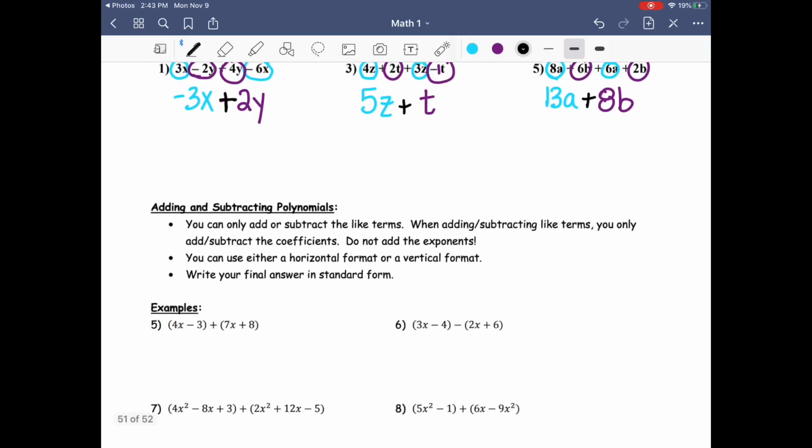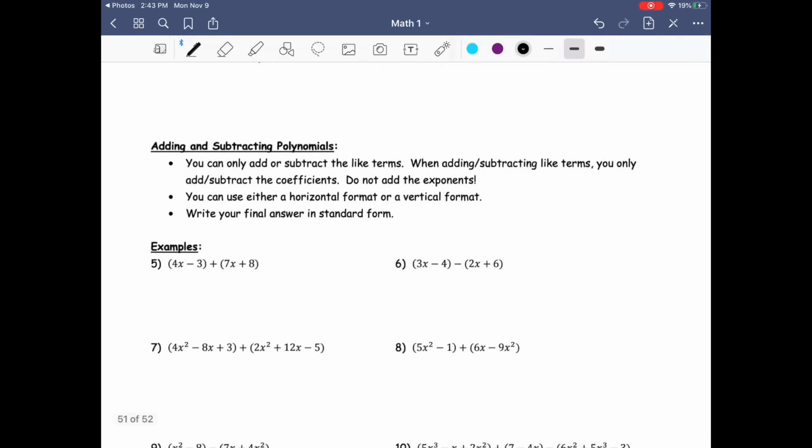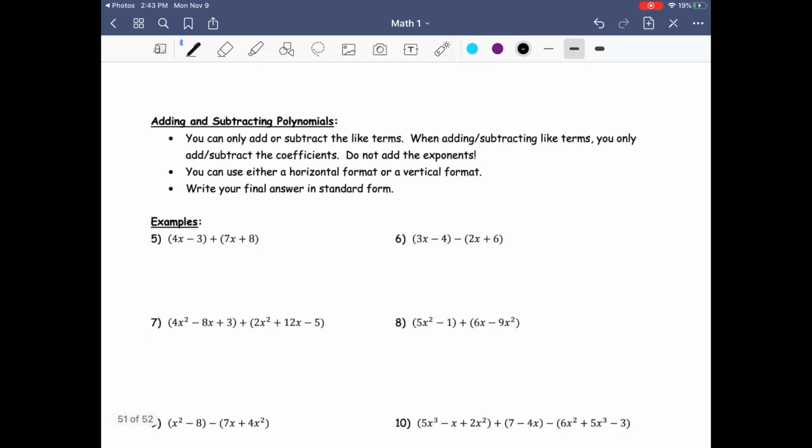All right, so now what we're going to do is we're going to step it up, but it's really not going to be any harder than what we just got done doing. We are going to add and subtract binomials and trinomials and all types of polynomials. The key here is making sure that you combine like terms and then you put it in order in standard form from greatest to least. So when I look at this problem, I see that my first example, I'm adding between the two parentheses. So if I'm adding between the two parentheses, that means that I'm going to add 4x and 7x, and then negative 3 and 8.